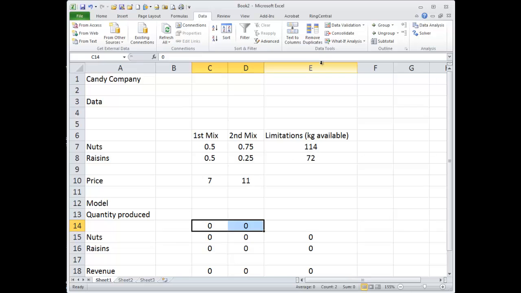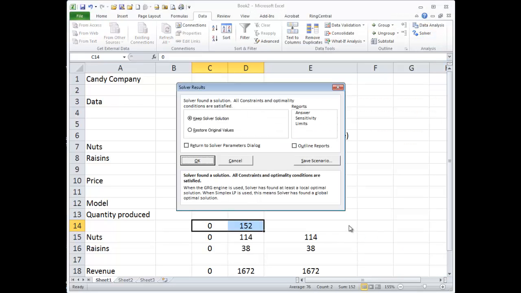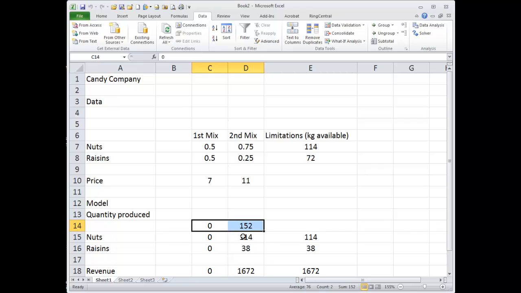Our limitations over here stayed the same, and so if we solve it, okay, so what it's telling us is that we're not going to make any of the first mix. That's not where we make our money. Just think about it. If you charged $1 million for a kilogram of the second, you would never make a $7 mix, okay? You're going to get the $1 million. So here the $11 is enough to say, shut down the first mix line. We're not doing that. We're just making the second mix. We can make more than $1,512, right? So here's the key is set these things to 0 and then resolve.